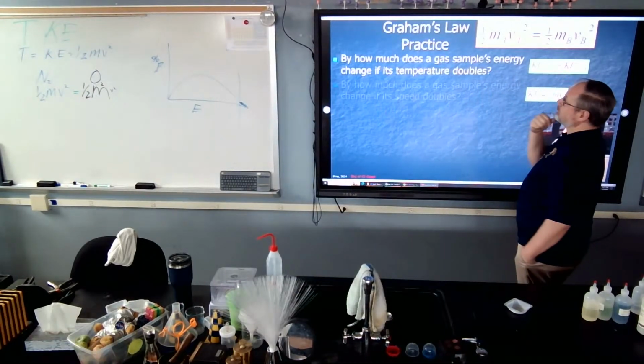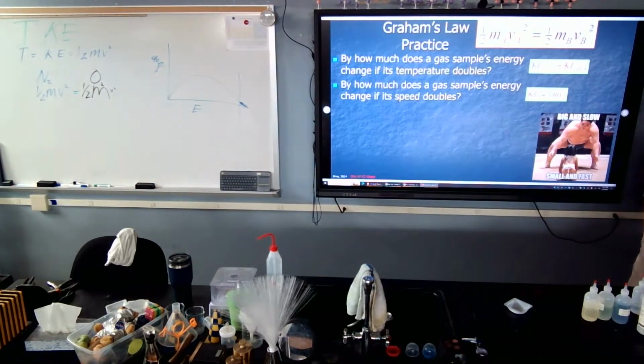This one. By how much does a gas sample's energy change if its speed doubles? There we go. Think about this one and chat with your neighbor on this one. I think this one's 4. How much do you have?